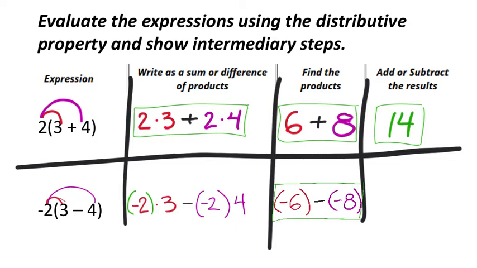But I'm going to show the rest of the work on this. I'm going to use that keep, change, change business. So that means I'm going to keep the -6. But I'm going to change the operation from subtraction to addition, and I'm going to change the sign of -8 into +8. Keep the -6, change the operation, change the sign. Now it's -6 plus 8, and yeah, I can solve that.